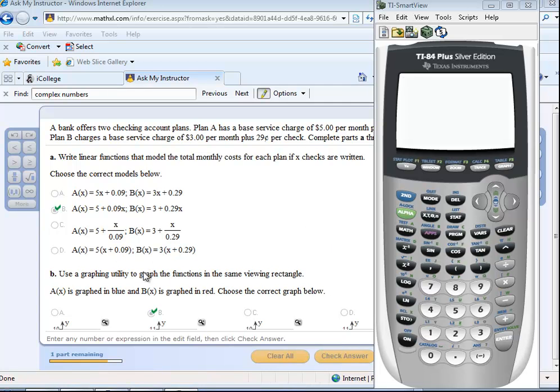So in order to get the graph, what you want to do is to graph these two functions that you have here. So we're going to go up to our y equals, and I need to clear out the equations I have in here. And the first one we're going to put in is 5 plus 0.09x. And then we're going to enter in our second equation, 3 plus 0.29x.